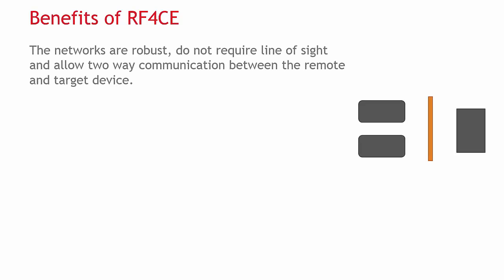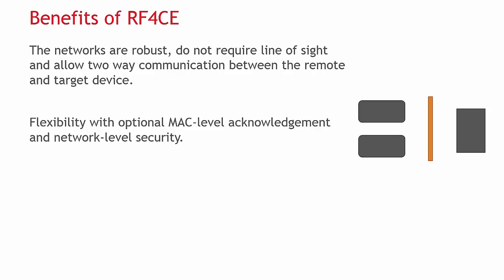This leads to an important question of when it is pertinent to use RF4CE. Since RF4CE does not rely on IR communication, the communication can be handled in a robust network that does not rely on line of sight. This allows for easier two-way communication between a remote and target device, which creates a better customer experience for standard remote control operations. The flexibility of optional MAC level acknowledgement and network level security allows for each network to use different levels of security based on their needs.